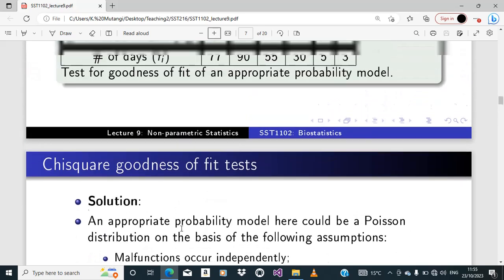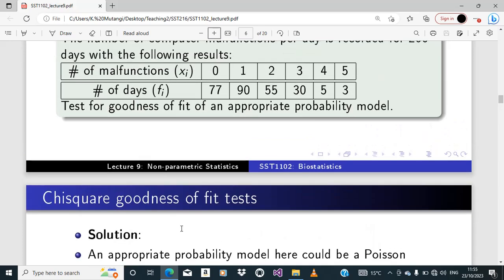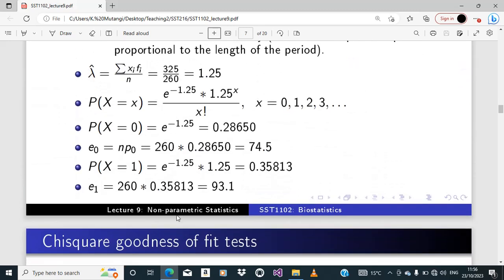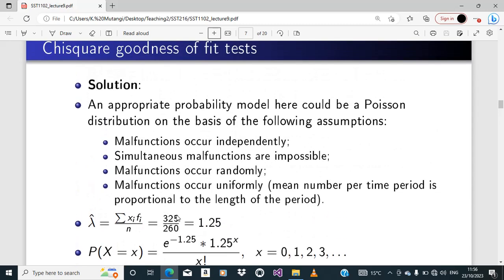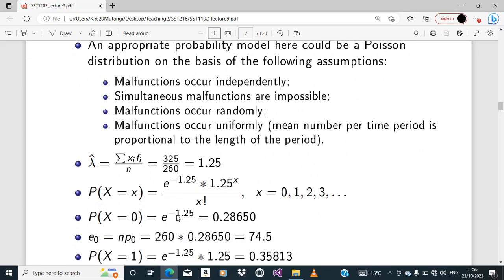In short, you are adding 77, 90, 55, 30, 5 and 3. You should be able to get 260, which is the number of observations which we have. Since we don't know the proportions or probabilities, it means we have to calculate them from the Poisson distribution. So for x equal to 0, we simply have to find the probability of x equal to 0.